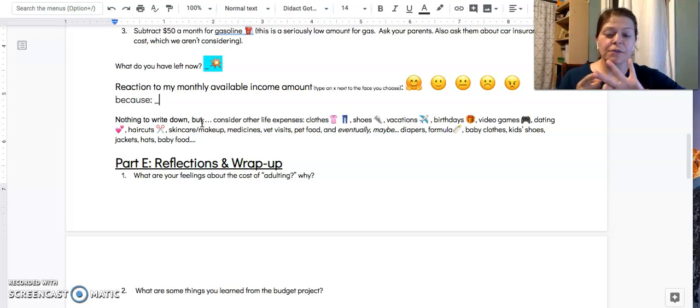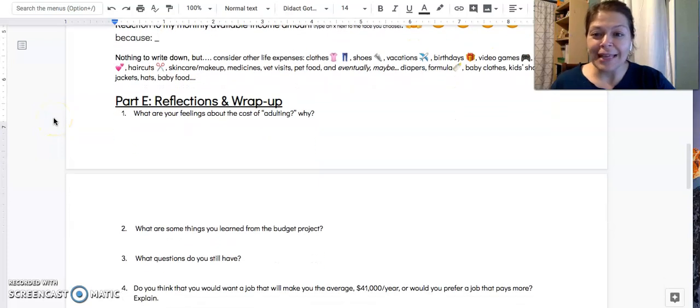Clothes, shoes, vacations, birthdays, video games, dating, haircuts, skincare and makeup, medicine, vet visits, pet food, eventually maybe diapers, formula, baby clothes, kids' shoes, jackets, haircuts, all that stuff for the kid, birthday parties, Christmas. Consider all of that, okay? It is not free.